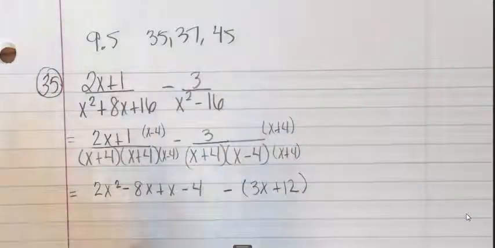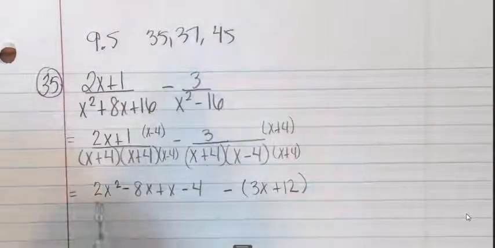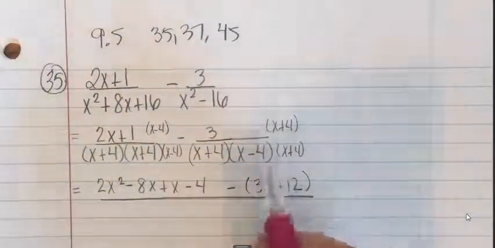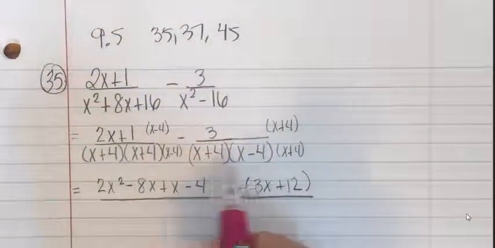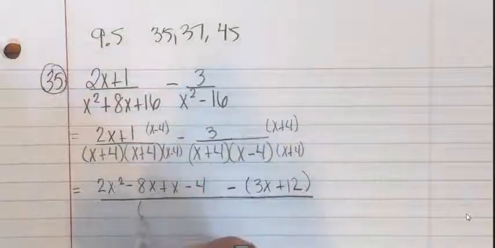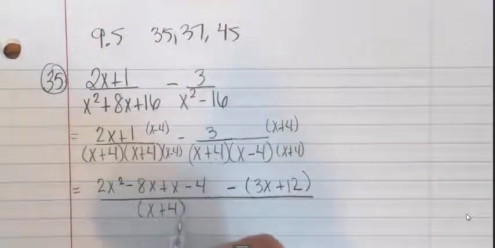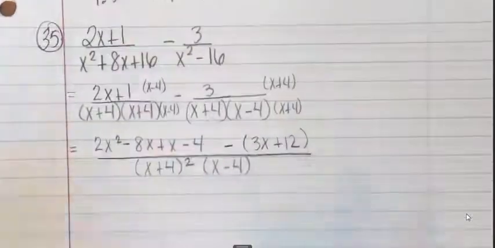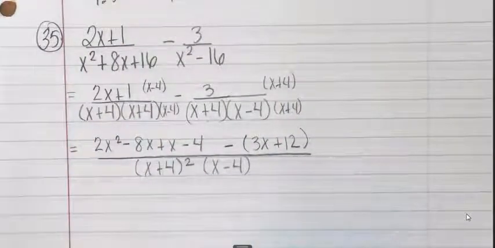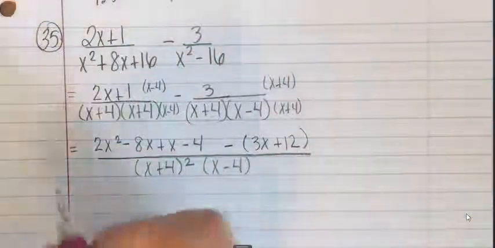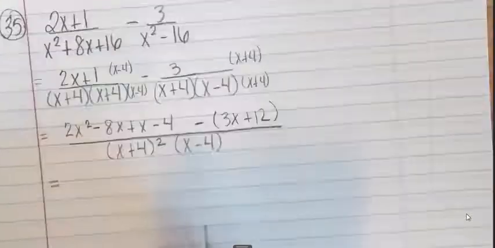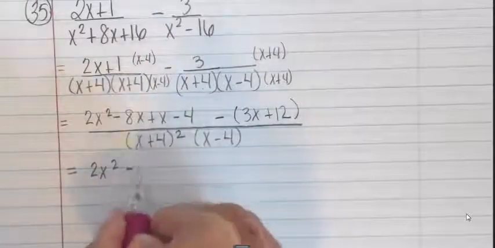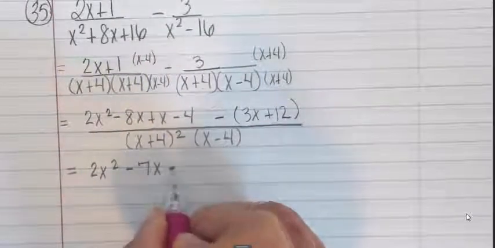Now, my denominators are exactly the same, so I'm going to rewrite everything over just one of those denominators, which, again, are exactly the same. So I got an x plus 4, an x plus 4, and an x minus 4. So I got two x plus 4s and an x minus 4. Now I'm going to combine like terms, so I'm going to just work on the numerator now. So I'll keep working down. I have 2x squared, that's a negative 7x, minus 4.